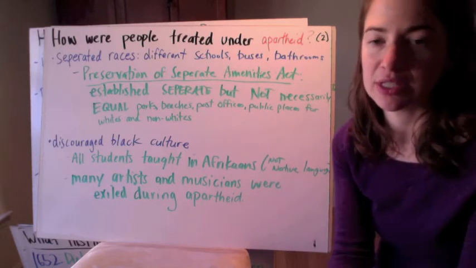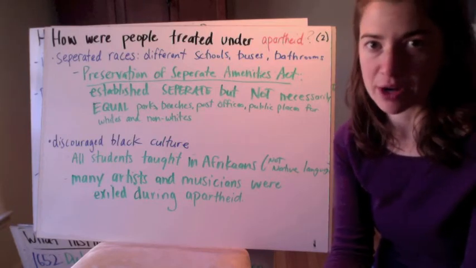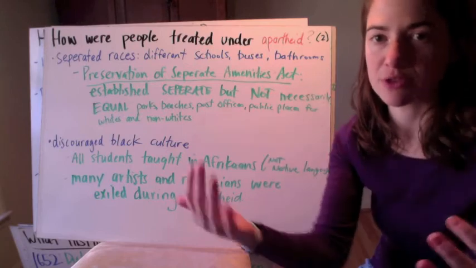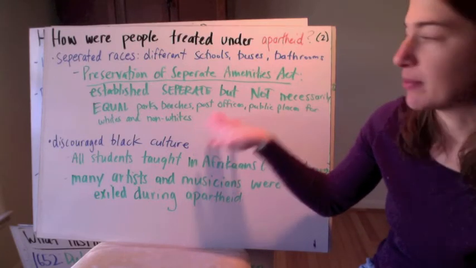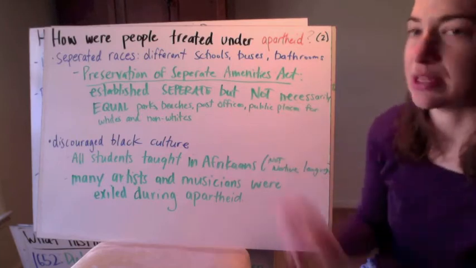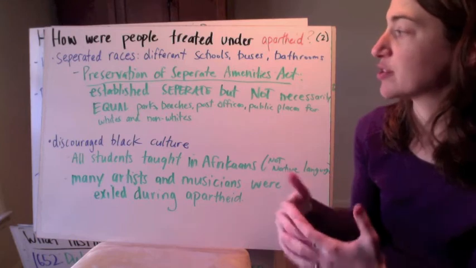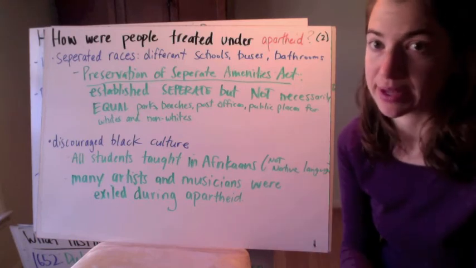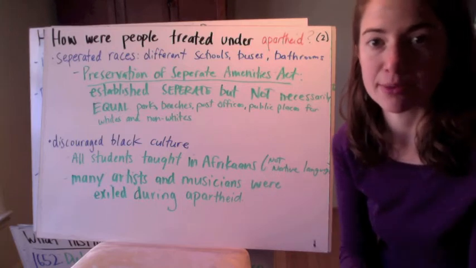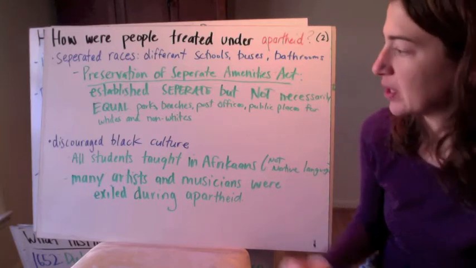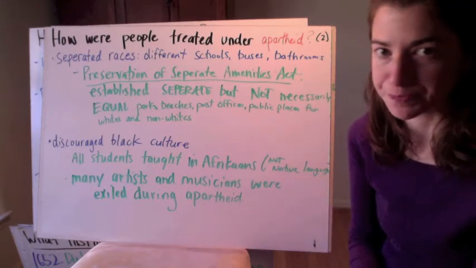So much like you've seen during segregation, you may have seen pictures of water fountains for blacks or water fountains for whites. The same idea was in South Africa. The difference was that they didn't have to be equal. So facilities for non-whites could be worse than those for whites. They didn't have to be equal, whereas the United States put in a law that they could be separate but had to be equal.